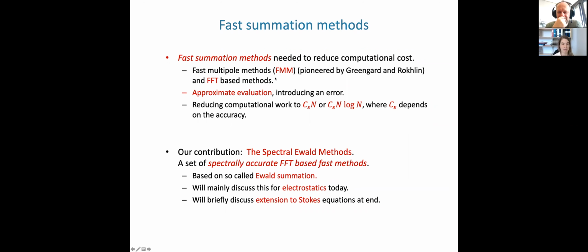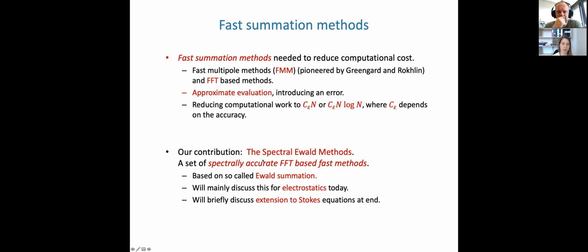The fast summation method that's most well known is the fast multipole methods. Those were pioneered by Leslie Greengard and Vladimir Rokhlin. And you also have FFT-based methods. All these methods are approximate in the sense that you're not going to get the exact sum, but you are reducing the computational work to be proportional to n or n log n. But you have a constant in front, C epsilon, and this constant depends on the accuracy that you want. So for higher accuracy, it will get more expensive.